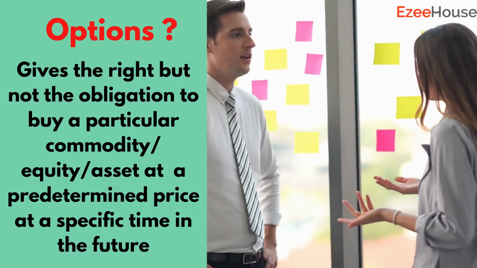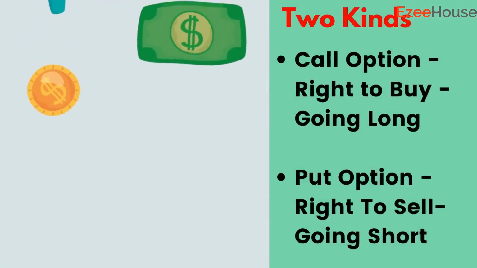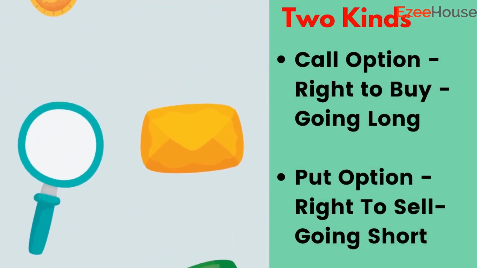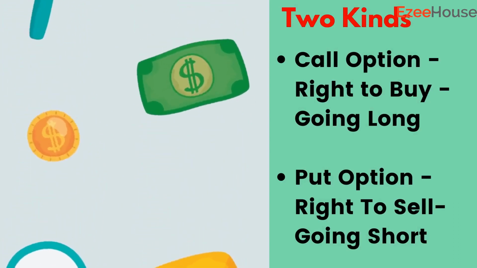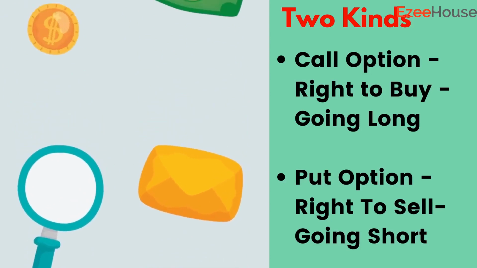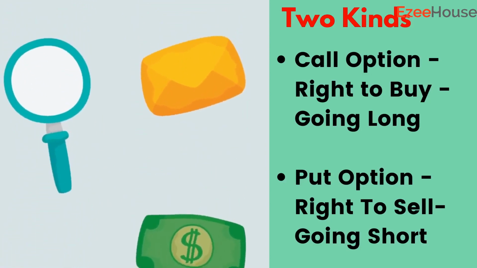So two kinds of options. One is a call option and one is a put option. A call option gives you the right to buy and a put option gives you a right to sell. In this, when you're planning to buy something, we say that you're going long, and when you sell something, we say that you're going short.